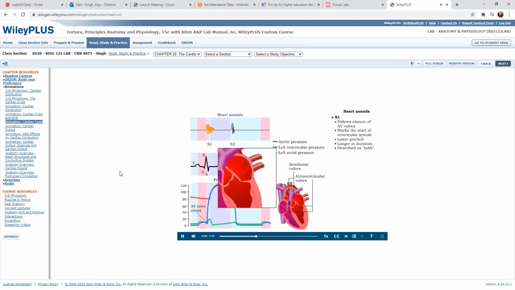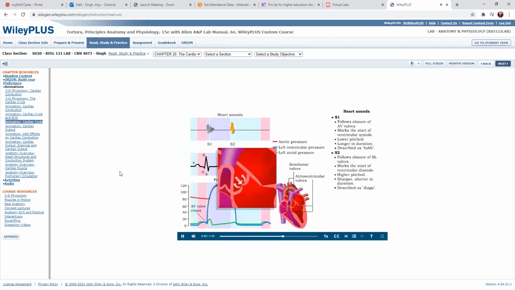The S1 sound is described as a lub sound. It's louder and lasts a bit longer than the S2 sound. S1 is produced by the closure of AV valves and marks the start of ventricular contraction.